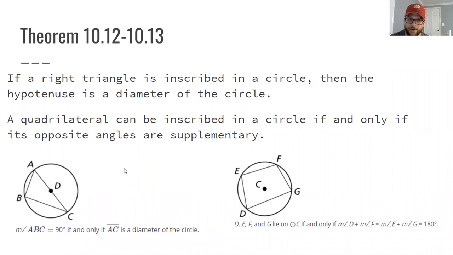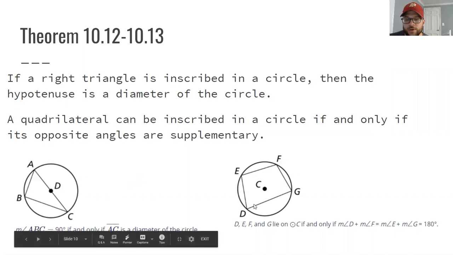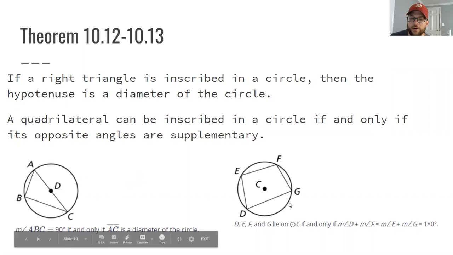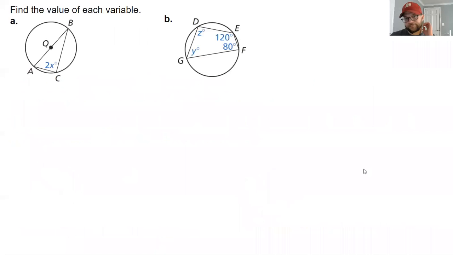A quadrilateral can only be inscribed in a circle if its opposite angles are supplementary. Looking at the same idea, D has an inscribed angle, and the angle F opposite it has to be supplementary. So D plus F and E plus G both have to equal 180.